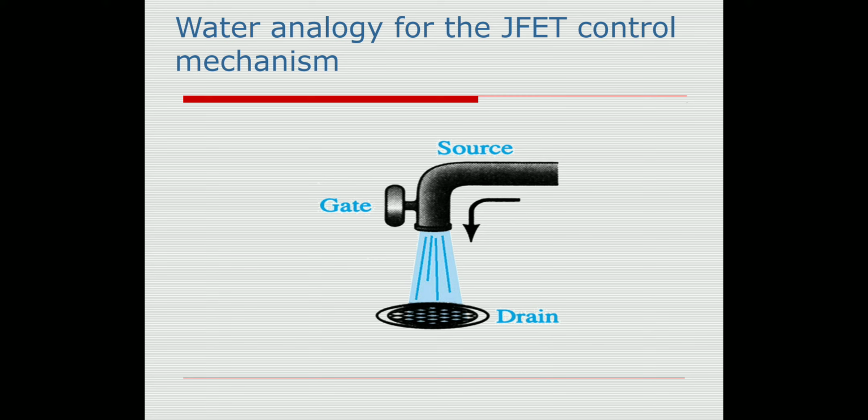This is the water analogy for the JFET control mechanism. As we can control the flow of water through a tap by using that knob, we can control the current flowing through the transistor using that gate terminal. Okay, so we have control on that current by changing the voltage VGS. It is as good as having a controlled tap for controlling the flow of electrons.